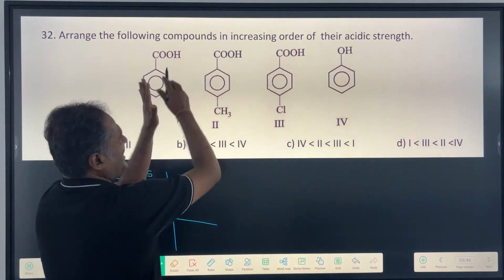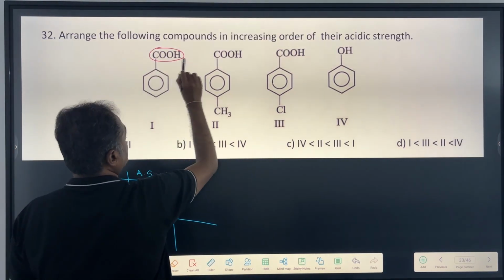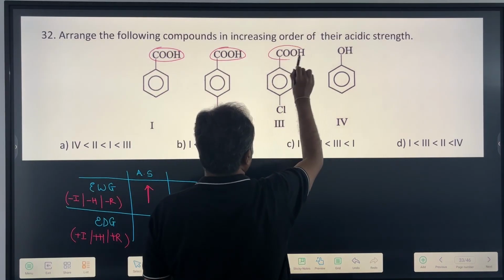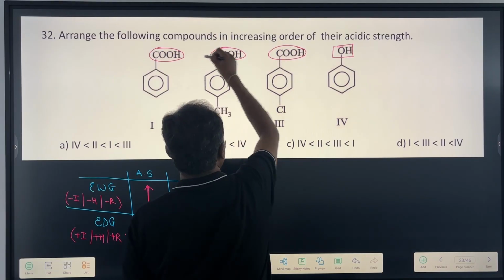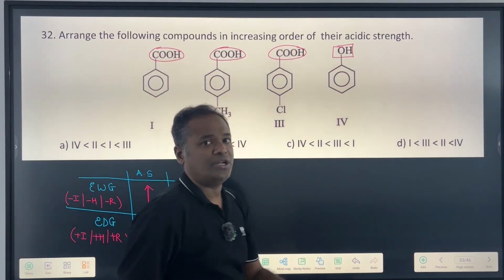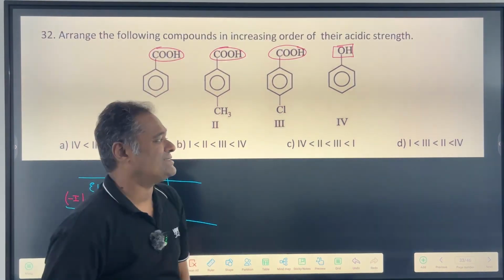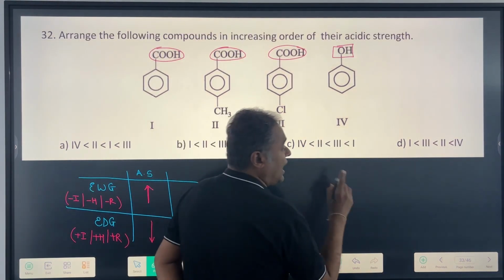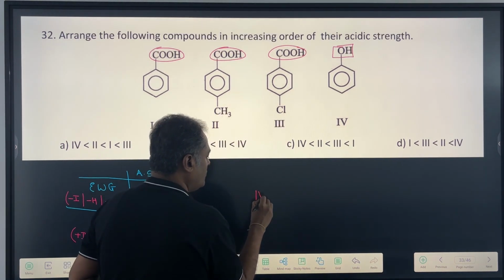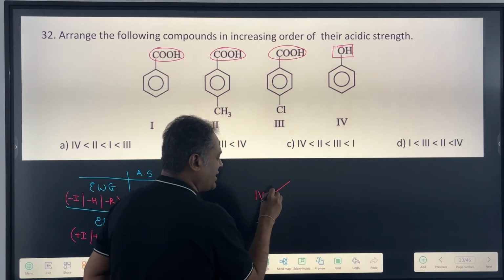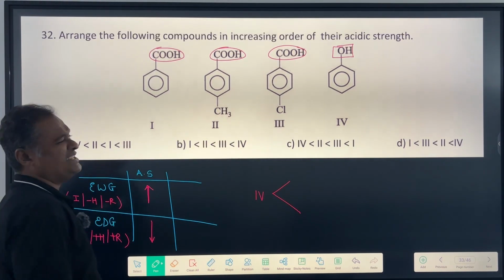Before we start anything, first just check, are the acidic groups the same? See here it is same, here it is same, here it is same, but here it is different. That means this is a phenol and these 3 are carboxylic acids. Carboxylic acids are more acidic whereas phenol is least acidic. So the least one will be the fourth one, which is phenol. They have told you to write in increasing order, so I have kept the fourth one. Now the fight is between the first three.